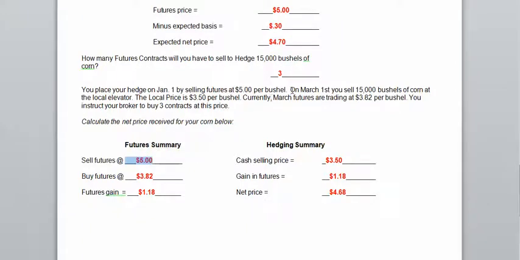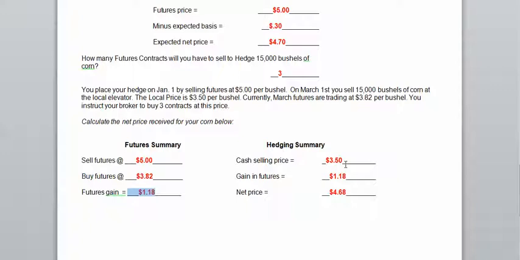On March 1st, we sell 15,000 bushels at the local elevator. Local price now is $3.50 a bushel, and March futures are trading at $3.82. You instruct your broker to buy 3 contracts back at that price. So we figure out our net cash price received. We sold futures for $5. Now futures have come down to $3.82, so we get to buy it back cheaper than what we sold it for. We have a gain of $1.18.